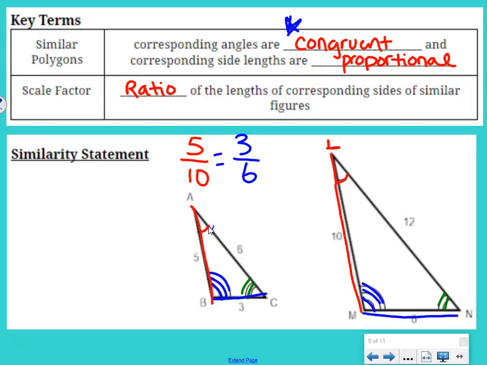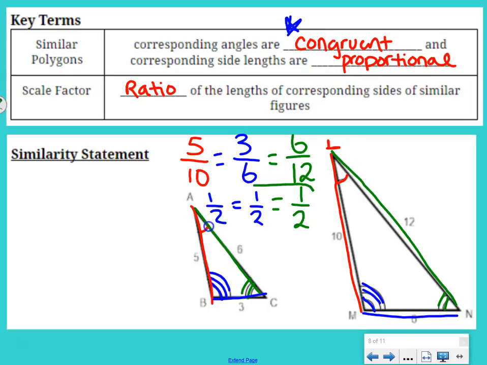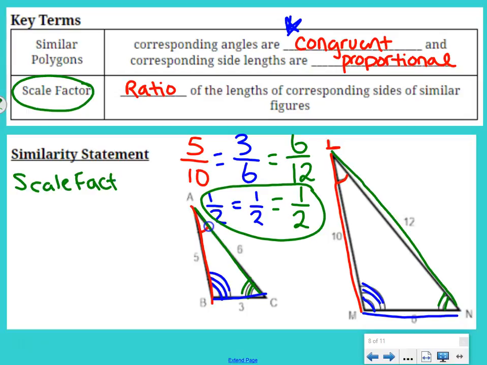Is that a true statement? Well, yes, it is, because 5/10 reduces to 1/2, and so does 3/6. We can check with the last side length, 6 and 12. Well, we can add that along with the other two fractions because 6/12 also reduces to 1/2. So 1/2 would be our scale factor. So it would have a scale factor of 1/2.